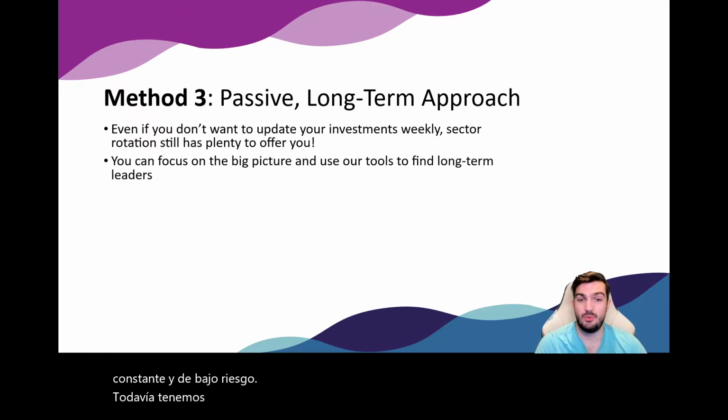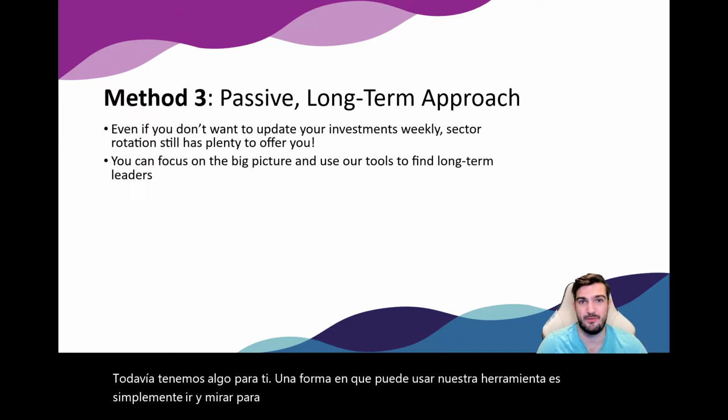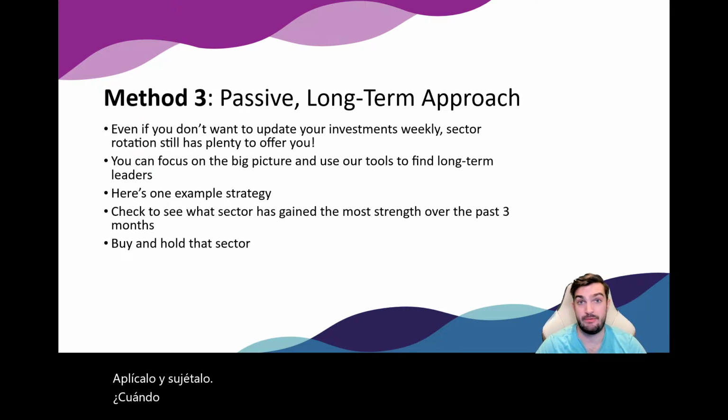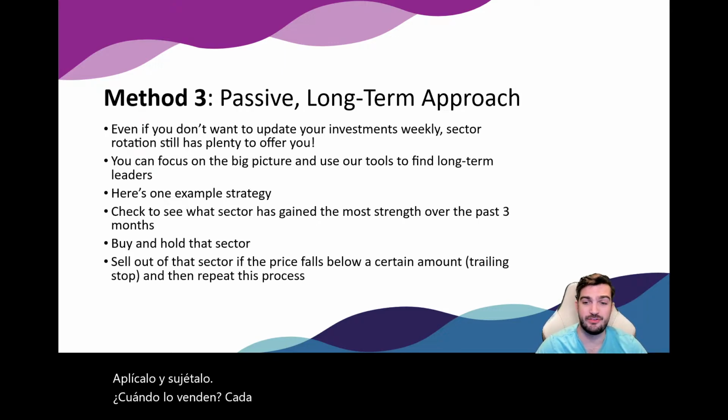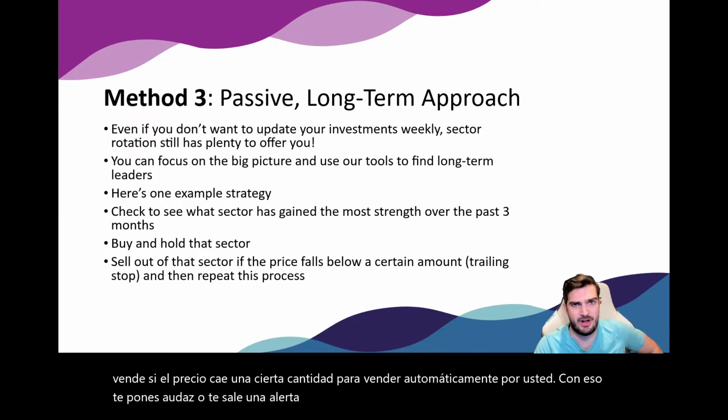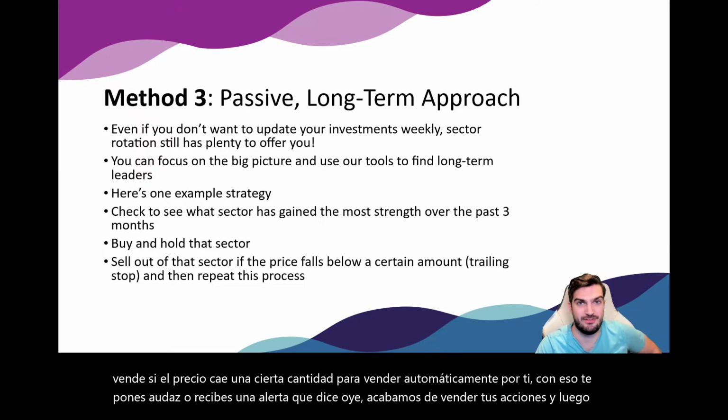One way that you can use our tool is just go and look to see what sector has gained the most strength over the past 3 months. Whatever sector has gained the most strength, buy it and hold it. When do you sell it? Whenever you want. Or you can use something known as a trailing stop that sells if the price falls a certain amount to automatically sell for you. With that, you get an alert saying, hey, we just sold your stock. And then you can go in, check again, and repeat the process.